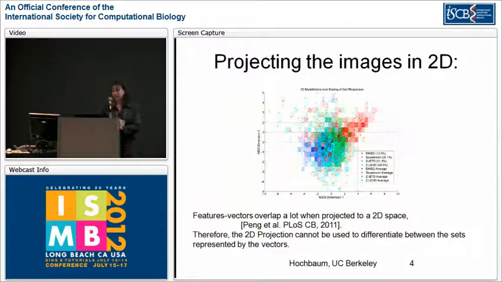Now, one attempt was to project the images. These are the corresponding feature vectors, projected in 2 dimensions. And the picture that is presented here shows that those feature vectors tend to overlap a great deal and the cell properties cannot be distinguished by looking at the feature vectors alone.